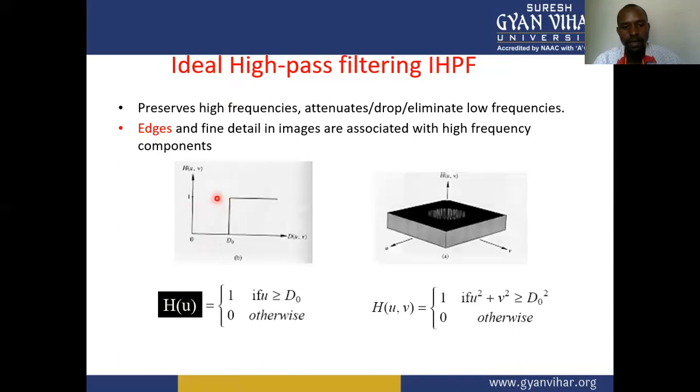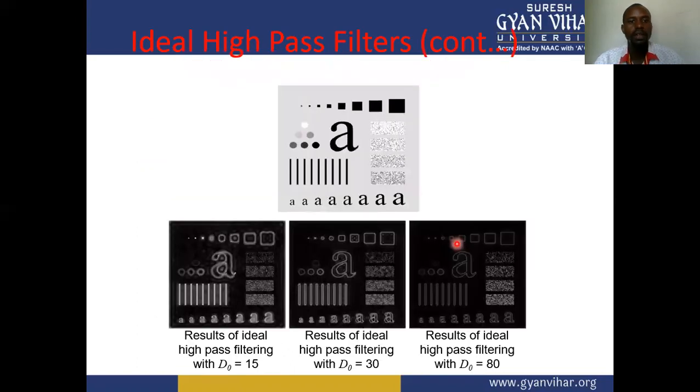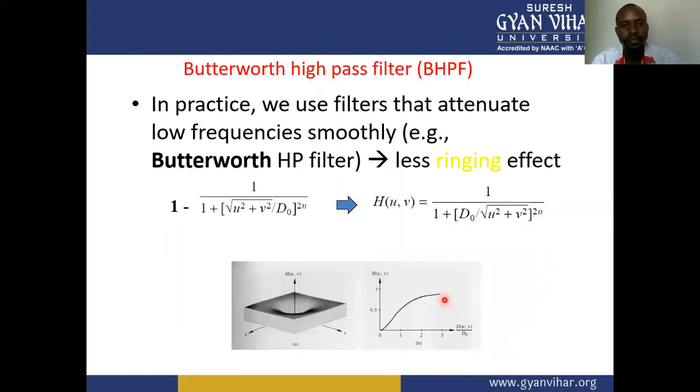This is the input image, and this is the output. This is an example: when the cutoff frequency D0 is 15, we get this result, then this is the result when the radius is 30, and when the radius is 8. There is a significant increase in the signal as the radius increases.